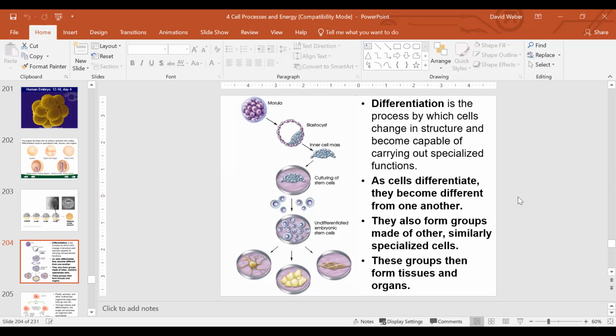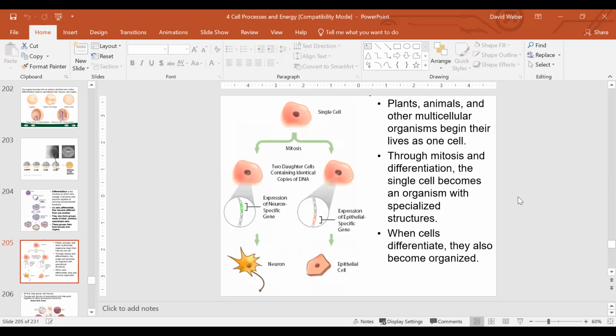As cells differentiate, they become different from one another. Differentiation is to be different from another. They also form groups made of other similar specialized cells. That's when we get tissues and organs. So these groups then form tissues and organs, as I just said.